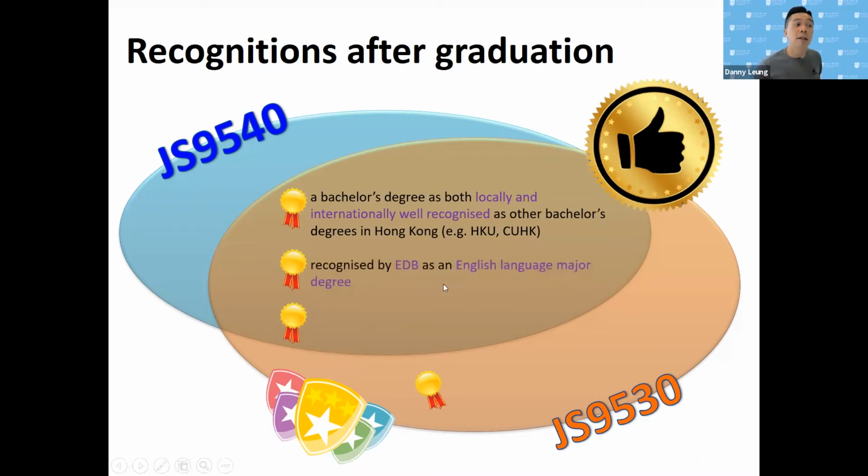And yes, both 9540 English Language Studies and 9530 English Language Studies plus English Language Education are recognized by the Education Bureau as an English language major degree. Now, if you want to be an English teacher in Hong Kong, in either a primary school or secondary school, you have to have two qualifications.